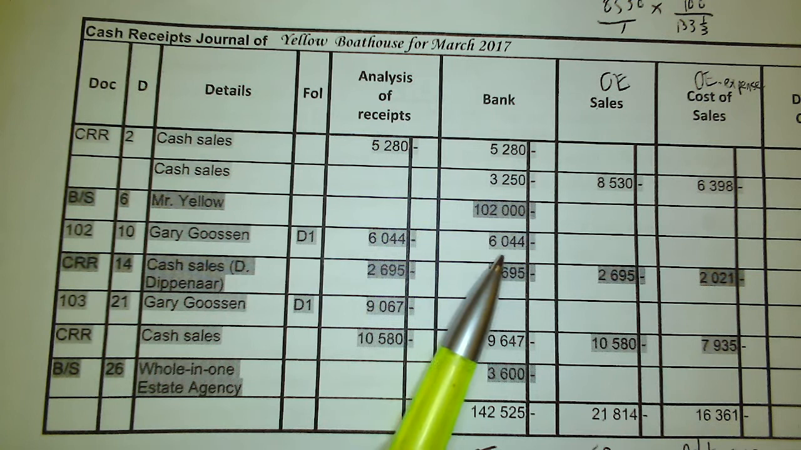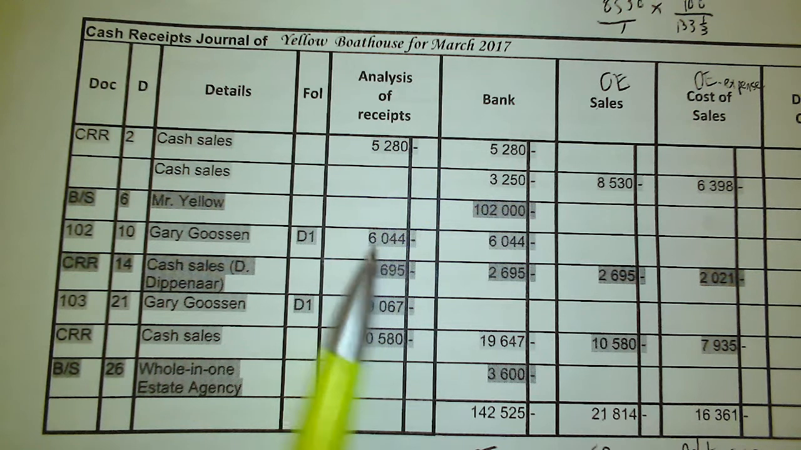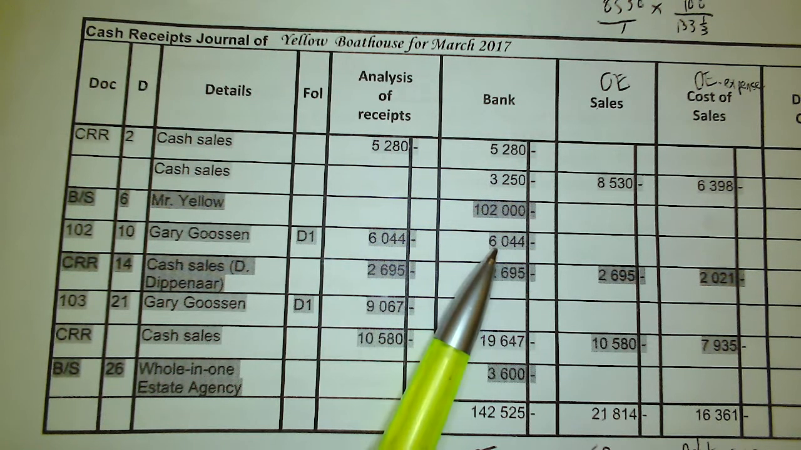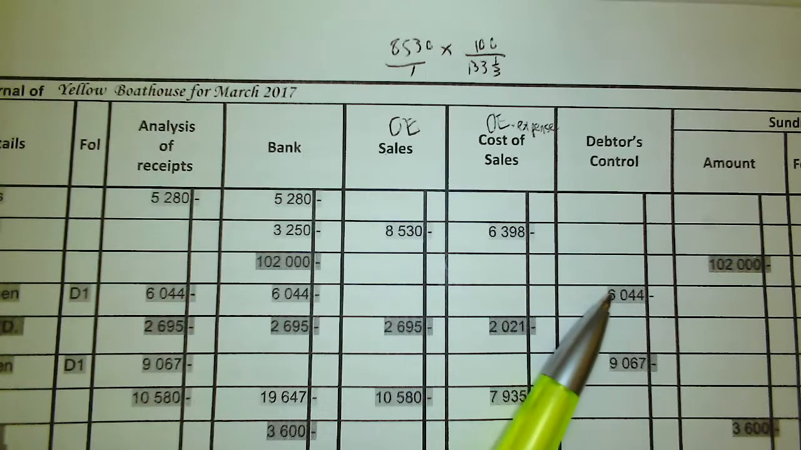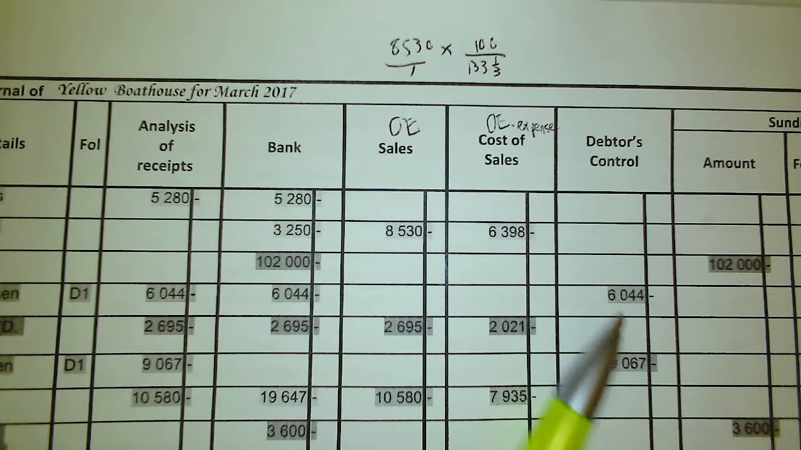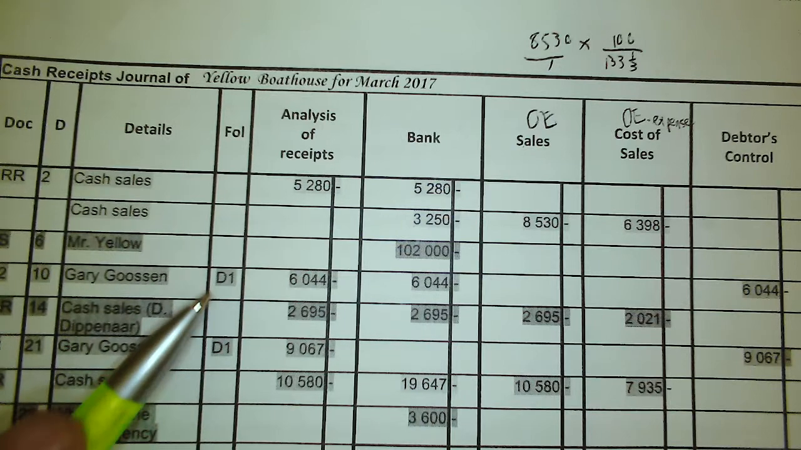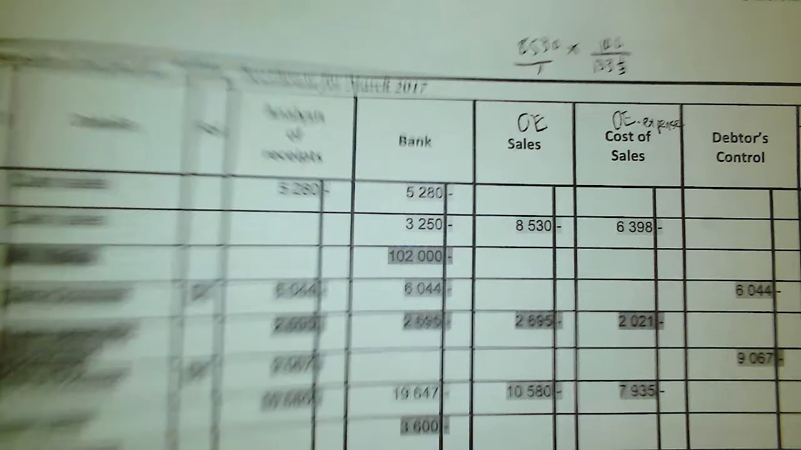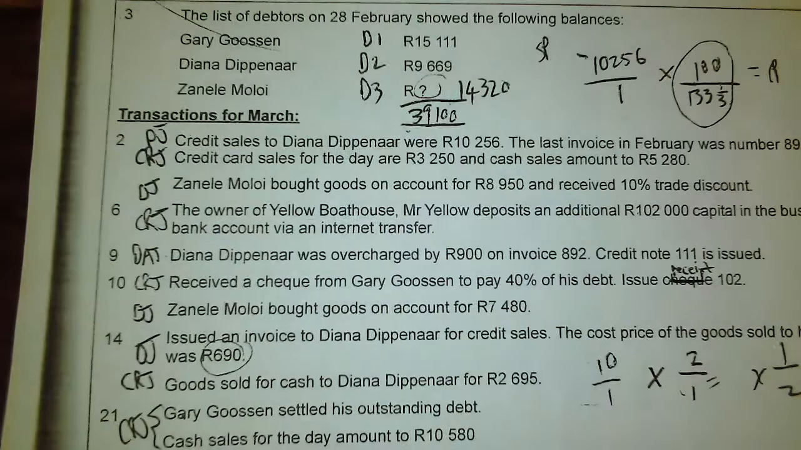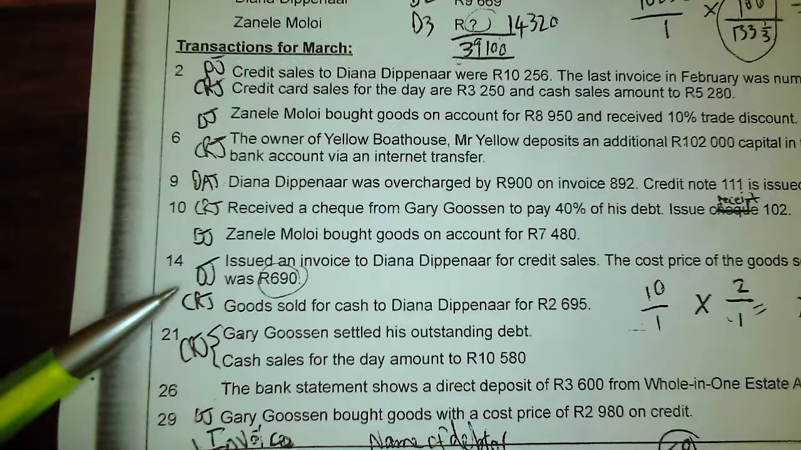Okay, and I put it in analysis of receipts because I physically received the cash. I put it in the bank account, and he is a debtor, so I'm going to put it here in the debtors control account. He is also debtor number 1, so I put that D1 in the folio. So that was on the 10th.